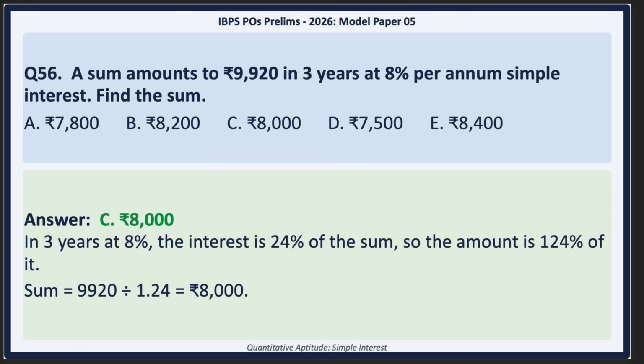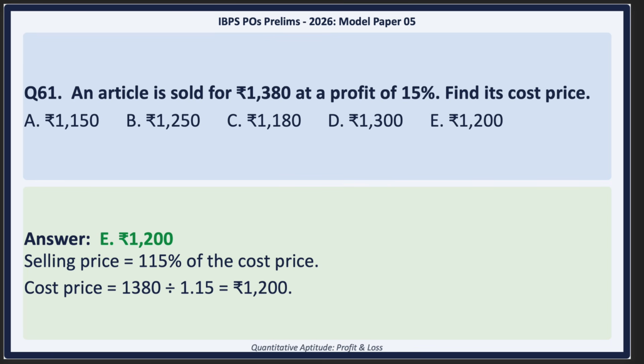Exactly. Beautifully conceptual. And question 61 is similar. An article is sold for 1,380 rupees at a 15% profit. So finding the cost price just means recognizing that 1,380 is 115% of the original cost. Divide by 1.15, and the cost was 1,200.